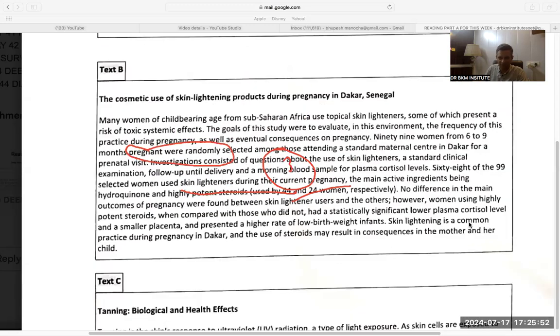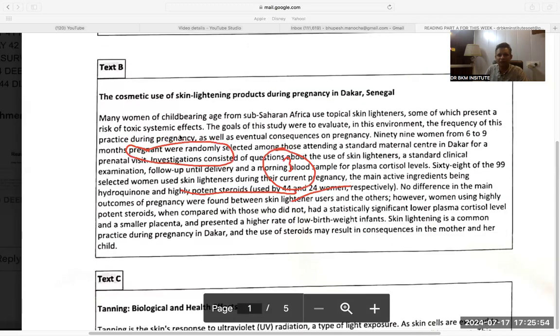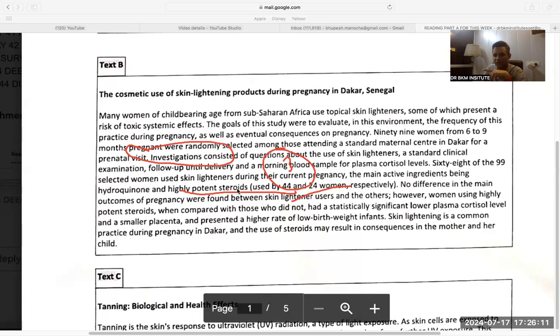Please understand this process. And still, I have not found the word. Many women of suburban, some use toxic substances. Oh, topical skin. Topical answer I have found. What kind of? But at that time, I did not read the word kind nicely. But then the answer for the Dakar women would be hydroquinone and highly potent steroids. Am I right, guys? These are the answers.